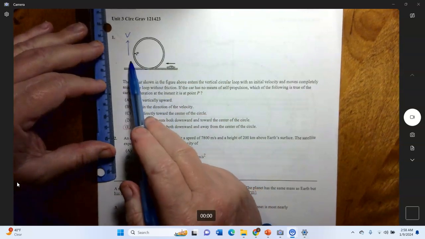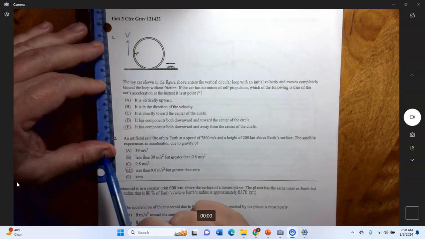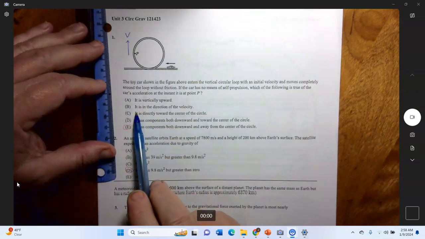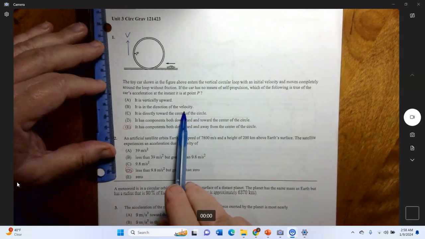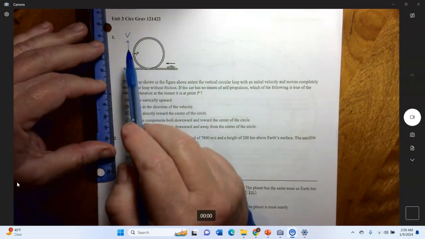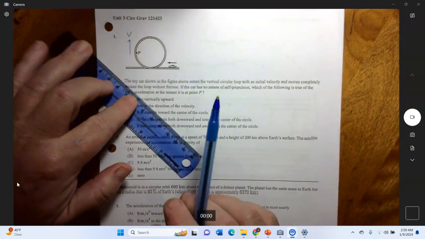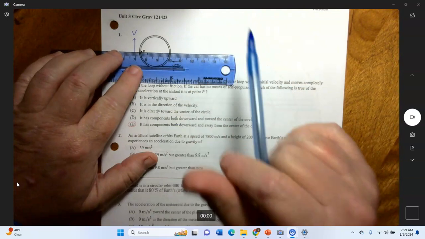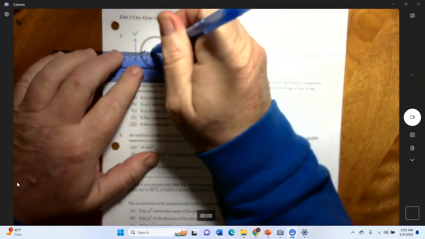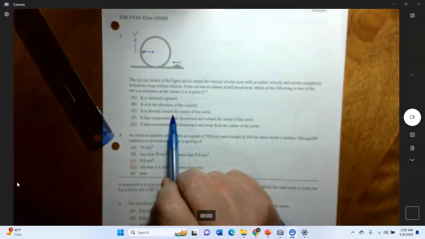That's what this is, but that's not true of the acceleration. It's true of the velocity, that it's vertical upward. It is in the direction of the velocity, and that's not true. That's saying the same thing. It is directly towards the center of the circle. So that would be a centripetal acceleration looking like this, and that is correct. However, you've got to be careful. It's not the best answer.